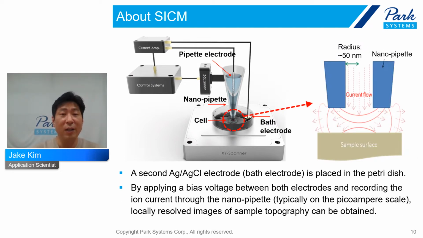And the base electrode is placed in the petri dish, and in this setup, if we apply the voltage, it becomes an electrical circuit. By applying a bias voltage between both electrodes and recording the ion current through the nanopipette, locally resolved images of sample topography can be obtained.